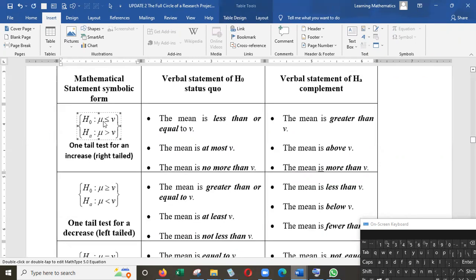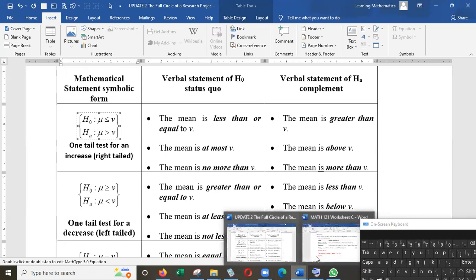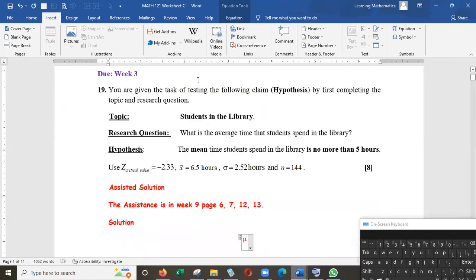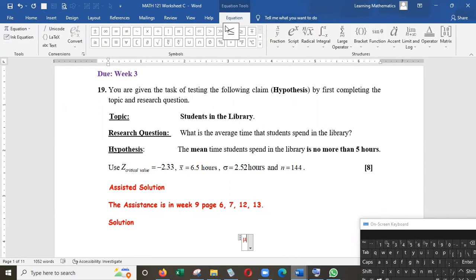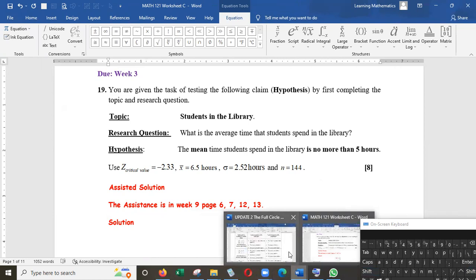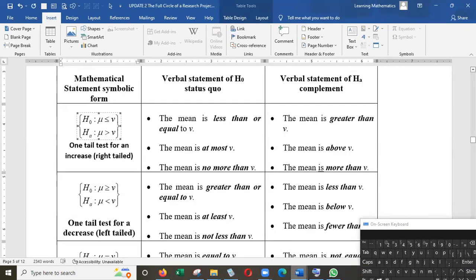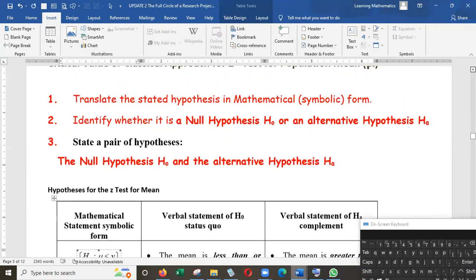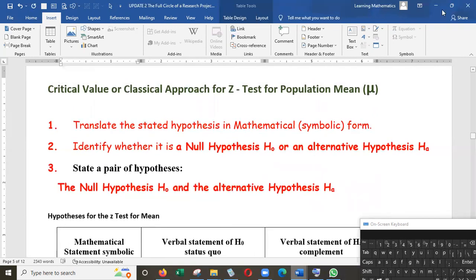So this is the worded hypothesis translated to symbolic form. Here's a symbol for no more than, the less than or equal sign. So the mean is no more than, let us look for the no more than symbol, less than or equal to, no more than 5. So here we have translated, and we have to identify, as the step C, what type of hypothesis, if it's a null or an alternative.